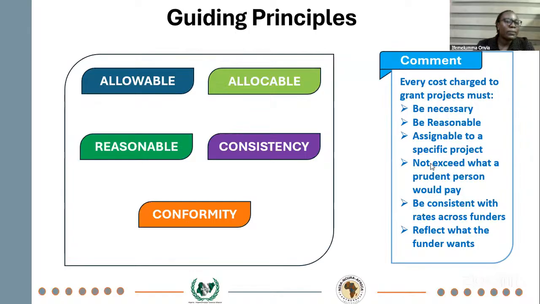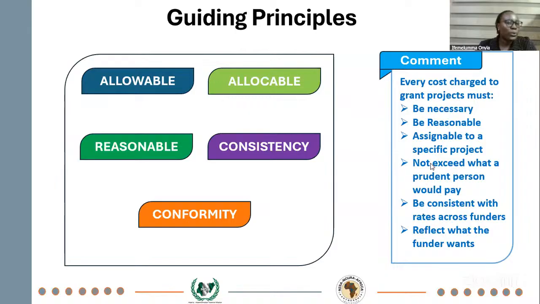So our guiding principles. There are principles, there are rules that you must follow. I said it earlier, you don't just assign figures. There are cost principles that you must follow while preparing your budget. Remember, because funders are looking for something, they want to be sure of what you need, how much you need, why you need it. So for this reason, you have to follow the cost principles. And what are these principles? We can see them here: allowable, allocable, reasonable, consistency, and conformity.